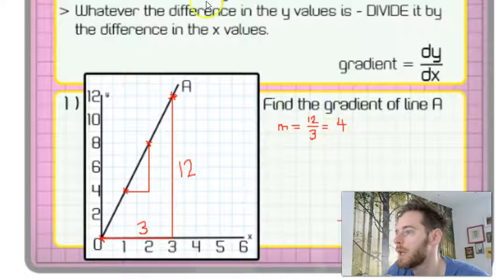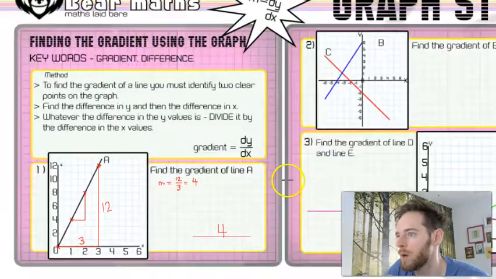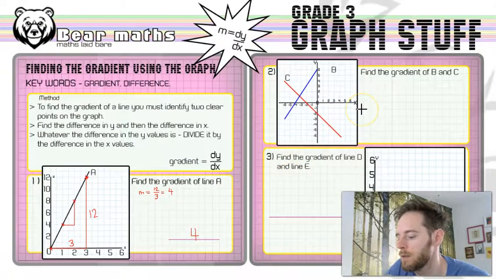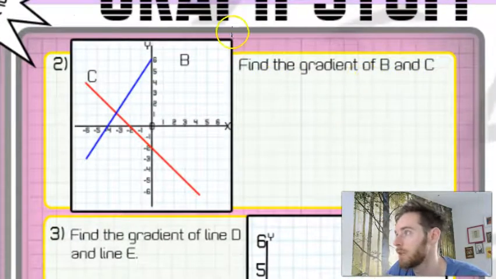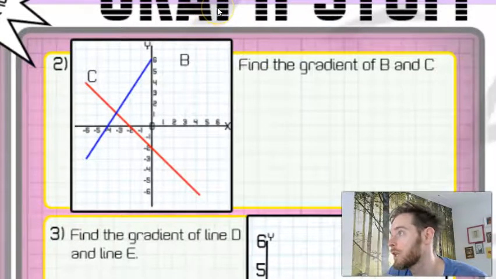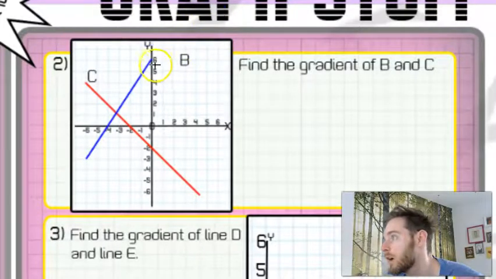Now, I'm going to zoom out of that one, and we'll have a look at another couple of lines in question number 2. Find the gradient of B and C. So we do the same thing. We just choose a couple of clear coordinate values. Let's do B first. B is the blue one. Let's choose this coordinate here, which is 0, 6.